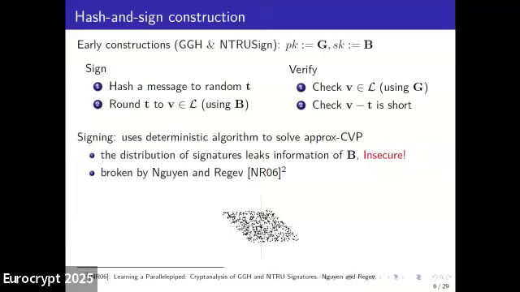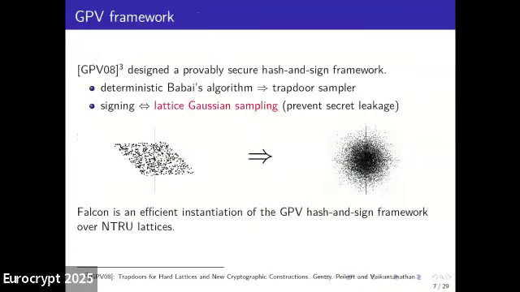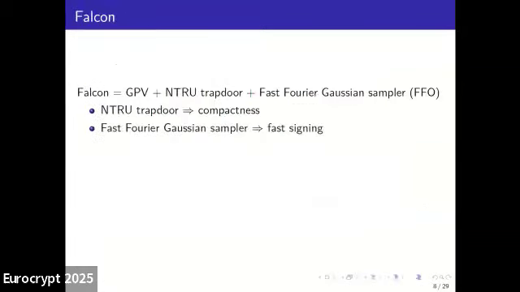So the distribution of the signatures leaks information about the secret basis B. These early constructions, like GGH and NTRUSign, are insecure and were broken by Ren and Regev in 2006. So in GPV, the authors designed a provably secure hash-and-sign framework. They replaced the deterministic rounding algorithm with a trapdoor sampler, and so signing uses lattice Gaussian sampling to prevent the secret leakage. So Falcon is an efficient instantiation of the GPV hash-and-sign framework over NTRU lattices.